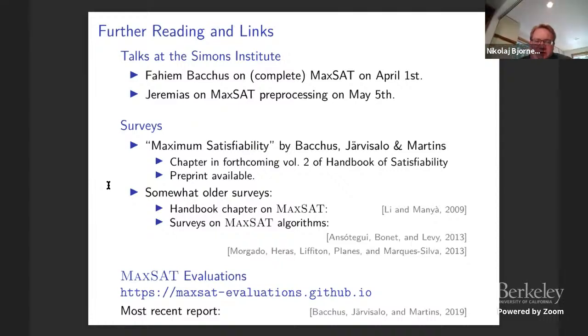Maybe it's related. Do you run MIP solvers on the MaxSAT competition? Oh yeah, this is good. Yes, there was a solver a few years ago. I can't remember exactly, but there was one which sort of just worked. In broad terms, it worked by encoding it as MIP and solving it with a MIP solver.